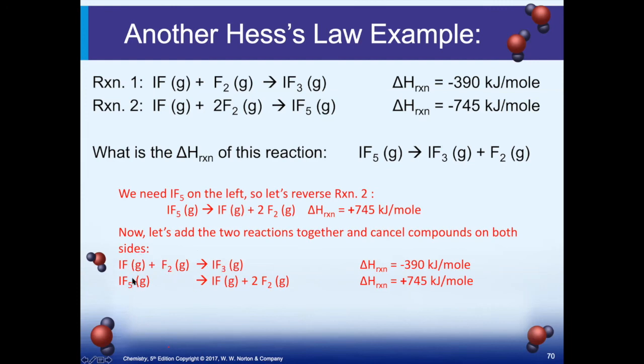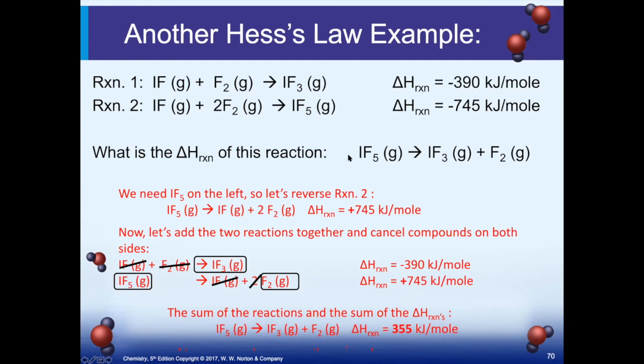Okay, so if I add things together, I've got IF on the left, IF on the right, so they cancel out. And then this is nice because I still want to have a fluorine on the product side, and I've got 2 of them, and I've got 1 fluorine on the reactant side, so that will cancel. So that one cancels completely, and I get rid of 1 of the fluorines on the product side. And so everything that's left over is just the sum. Okay? And the sum is the reaction that I'm shooting for. That's my target. Okay, so since all that agrees, then all I need to do is just add together these manipulated numbers. So basically it's 745 minus 390, which comes out to be 355.